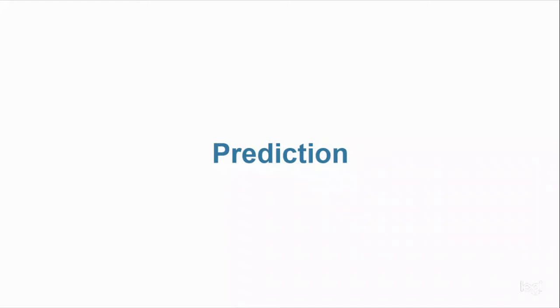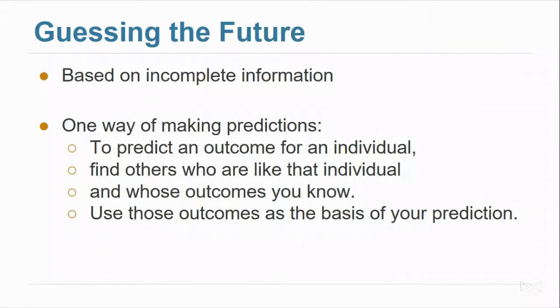In this section, we'll be talking about prediction using the nearest neighbors algorithm. Prediction involves guessing the future. Of course, you've got to do this on the basis of incomplete information. We don't know what's going to happen in the future.